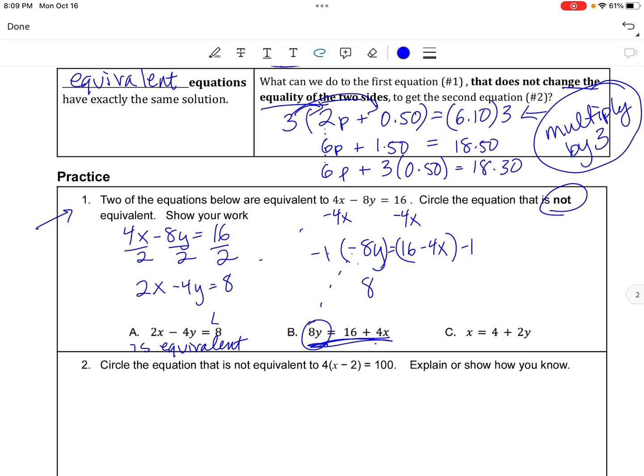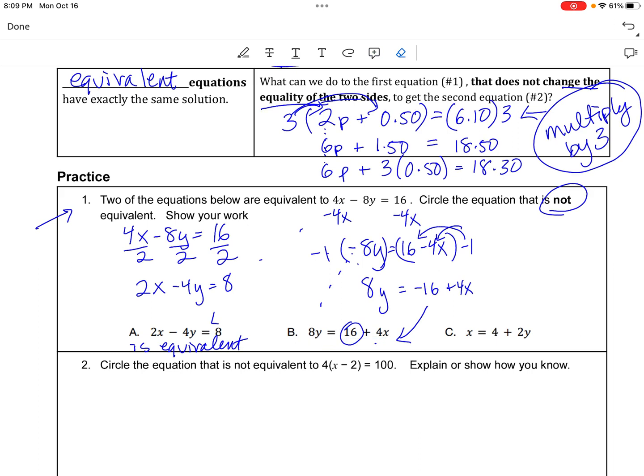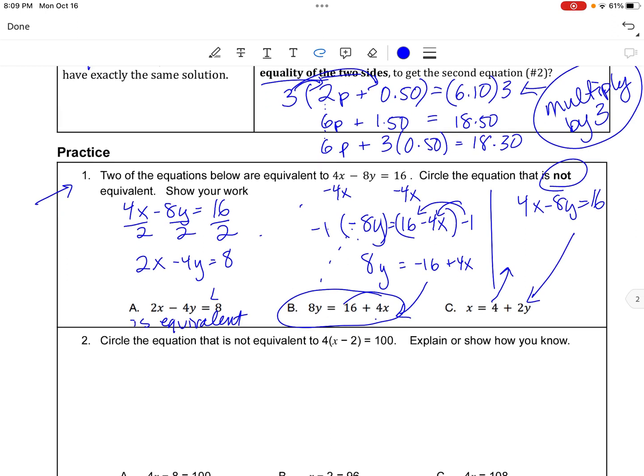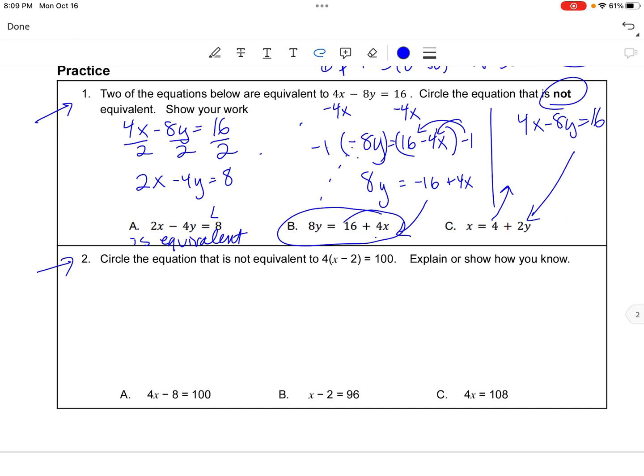So negative 1 times negative 8y is 8y. Then we have to distribute that negative 1. We get negative 16 plus 4x. Is that the same as this? Almost, but the 16 here is positive. So this equation, part B, is not equivalent to our original equation. So that is the one that's not equivalent. This one here is equivalent. And your challenge here is to figure out what was done to that original equation to get to that. Okay, and then you're going to try this one on your own here, and you can check my answer key.